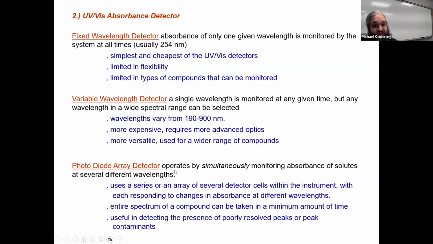And a photodiode array detector operates by simultaneously monitoring the absorbance of solutes at several different wavelengths. This uses a series or array of several detector cells within the instrument, with each responding to absorbance at different wavelengths. The entire spectrum of a compound can be taken in a minimum amount of time. This is useful in detecting the presence of poorly resolved peaks or peak contaminants.